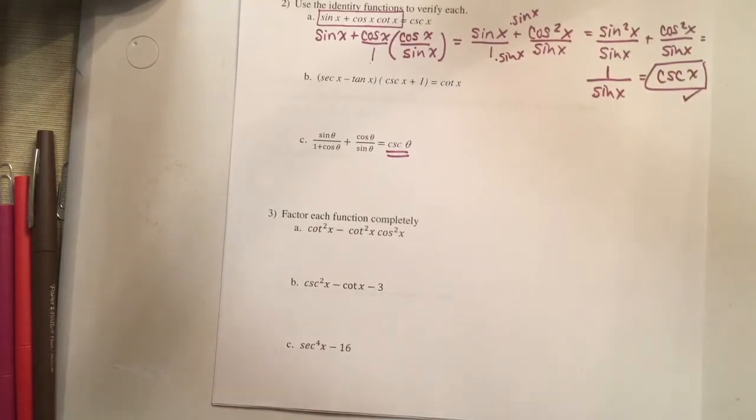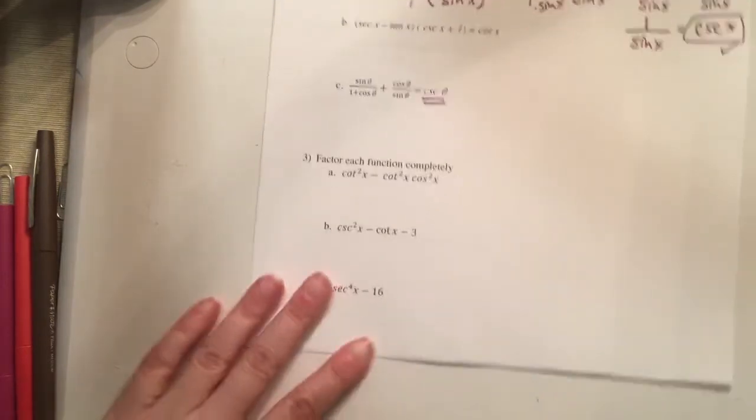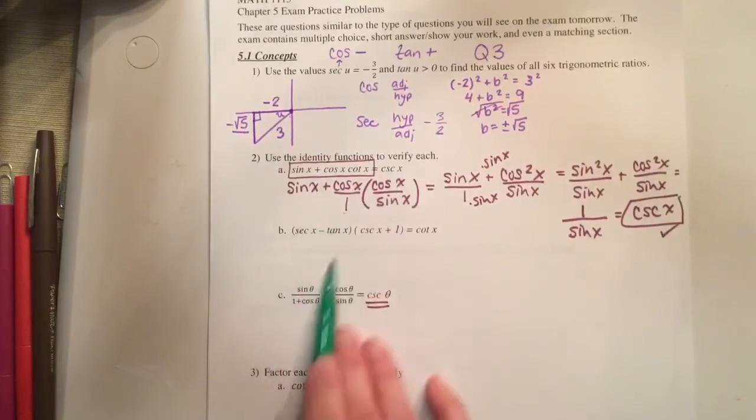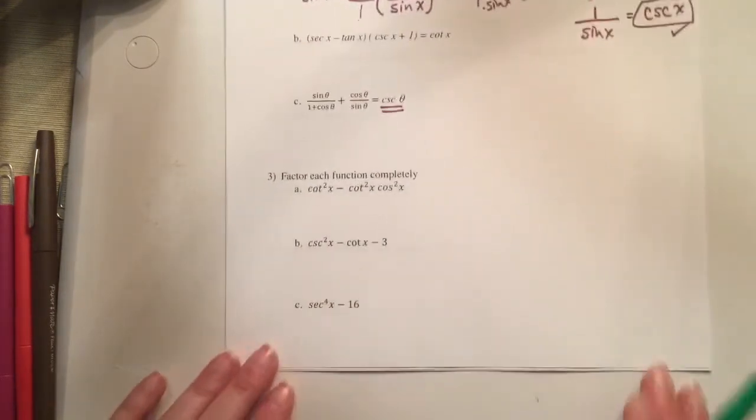Okay, so A, B, and C, that is just going ahead and reviewing how you verify. A big thing on the test is going to be just to make sure that you do read the directions. Okay, so if you're verifying, you want to make the more complex side match the simpler side.